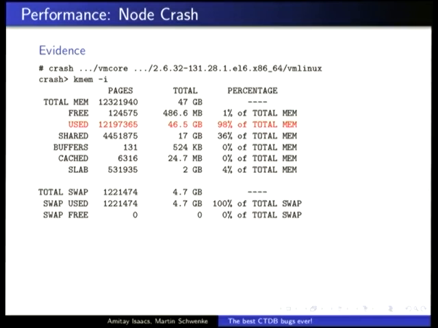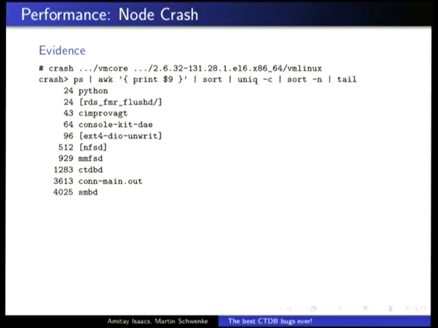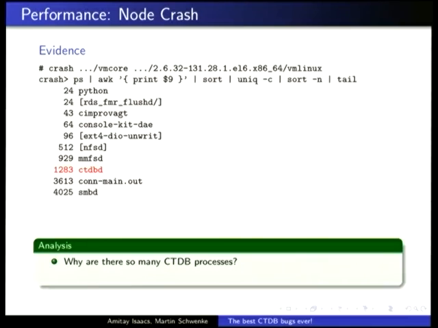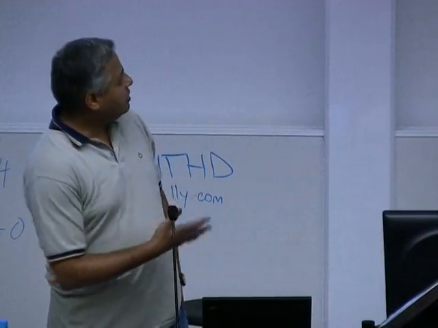So what's running in the system at that time? Let's look at the process lists and sort them. Now we are running 5,000 connections, so we expect 4,000, 5,000 SMB processes, and then related connection main, which is a plugin in Samba, but that's fine. But why do we have 1,200 CTDB processes? Lots of children.